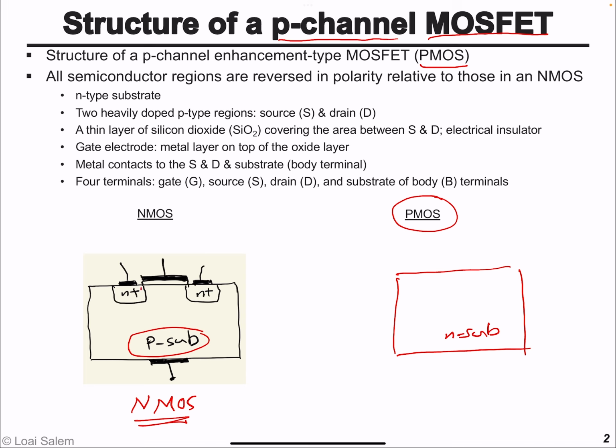And instead of using heavily doped source and drain with n-type material, we're going to have the source and drain as heavily doped regions using p-type material. So p plus for the source and drain instead of n plus for the source and drain. And then we'll have the silicon dioxide, the gate electrode, and then we'll have metal contacts for the source and drain, and for the gate as well, of course. And then we have one for the body as well, or the substrate contact.